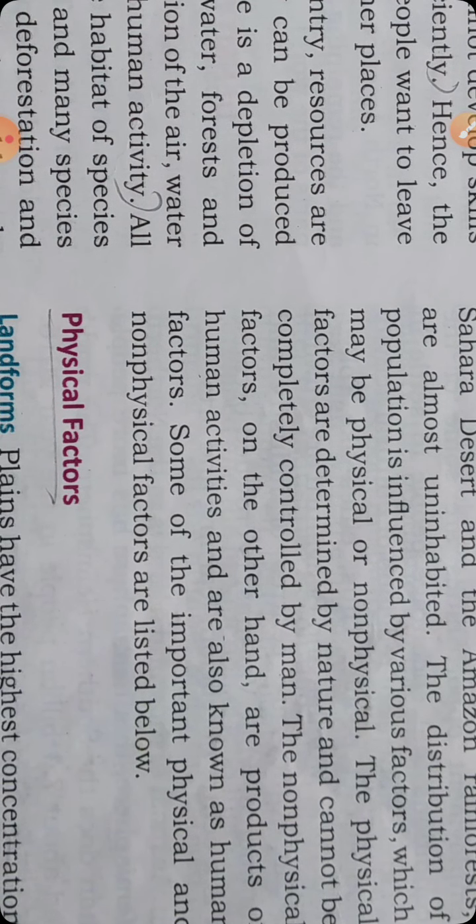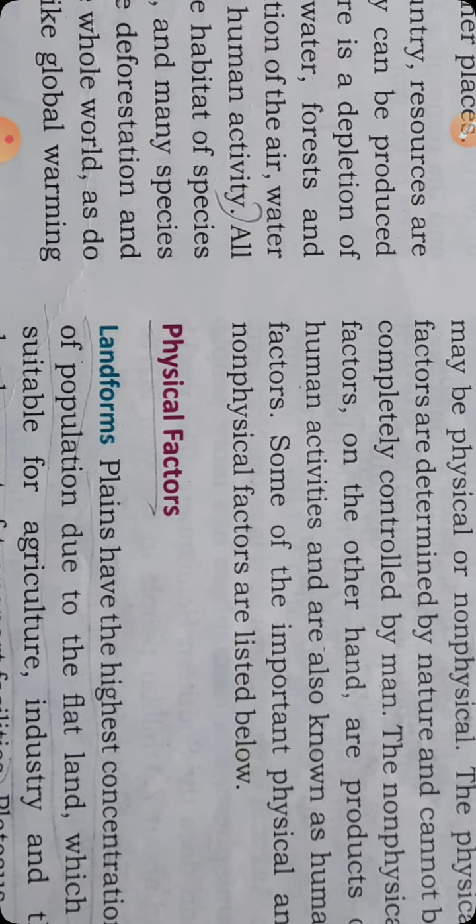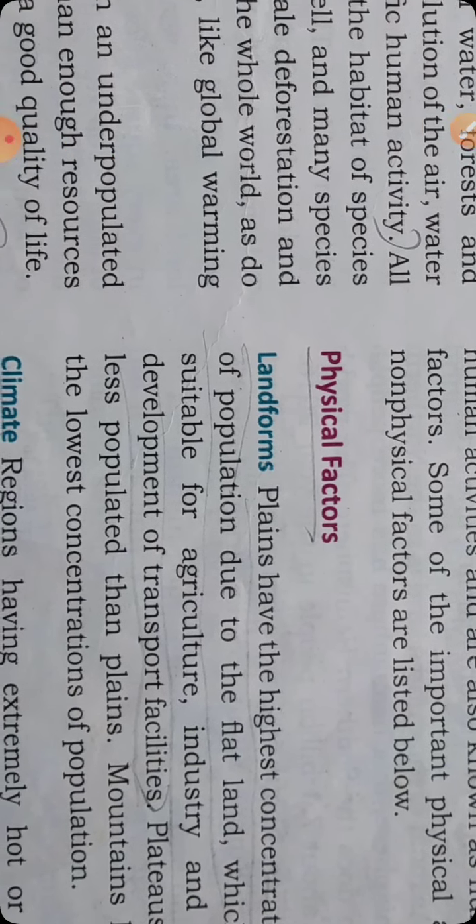The distribution of population is influenced by various factors, which may be physical or non-physical. The physical factors are determined by nature and cannot be completely controlled by man. The non-physical factors, on the other hand, are products of human activities and are also known as human factors. Some of the important physical and non-physical factors are listed below. Physical factors, let us see.